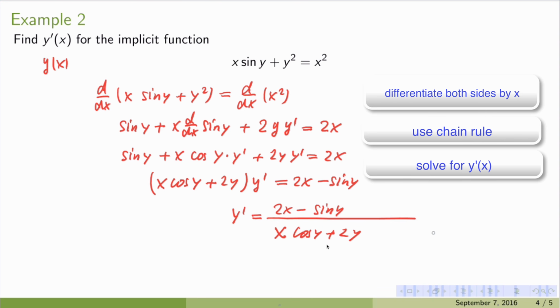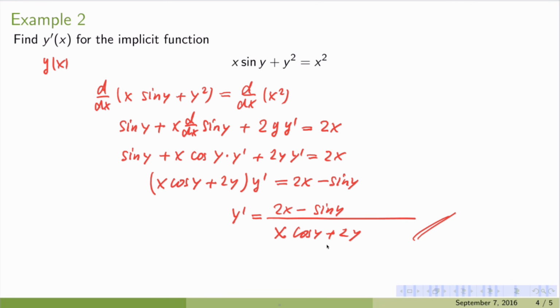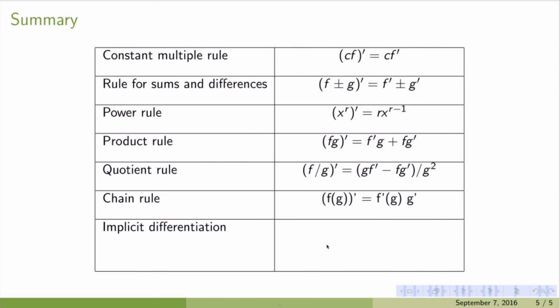Here we go. Let me summarize this. So we got one more rule, which is the rule of implicit differentiation. Here it's difficult to write down a formula, so I rather write down the strategy we have to use. So we differentiate the equation by dx, we use the chain rule, and then we solve for y prime.